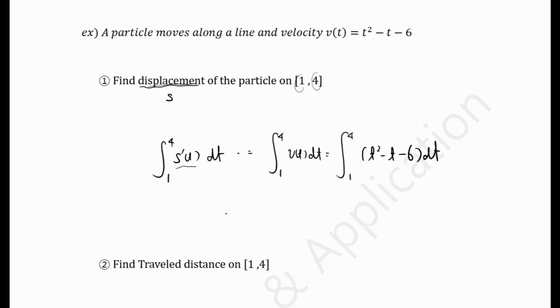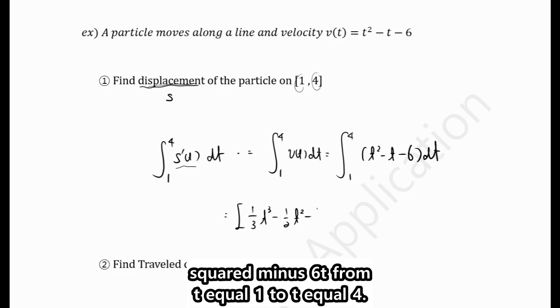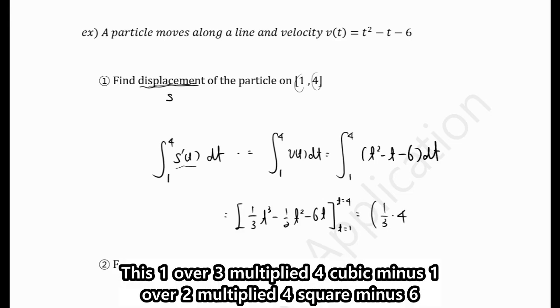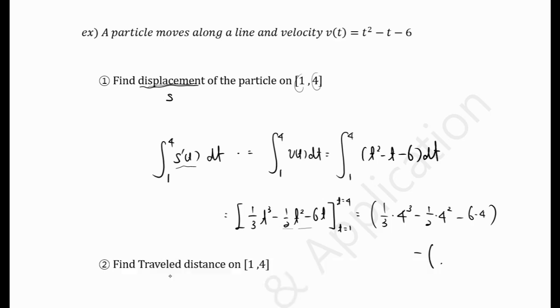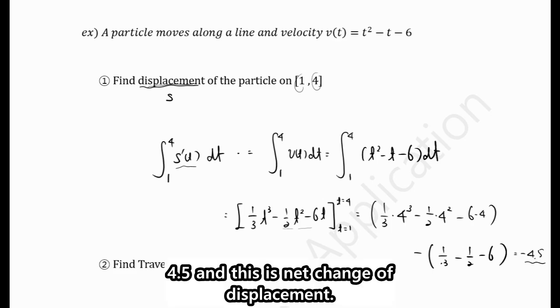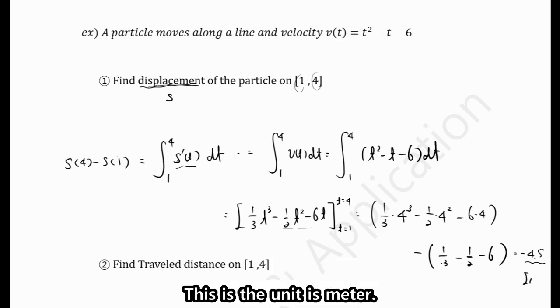So it can be 1 over 3 t cubed minus 1 over 2 t squared minus 6t, from t equal 1 to t equal 4. We can calculate this: 1 over 3 multiplied by 4 cubed, minus 1 over 2 multiplied by 4 squared, minus 6 multiplied by 4, minus the value at t equal 1, which is 1 over 3 minus 1 over 2 minus 6. So the answer is minus 4.5, and this is the net change of the displacement. The unit is meters.